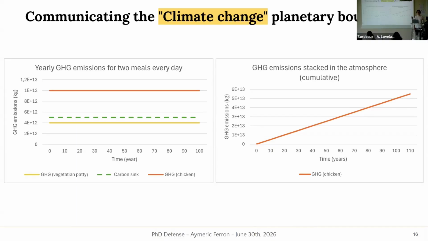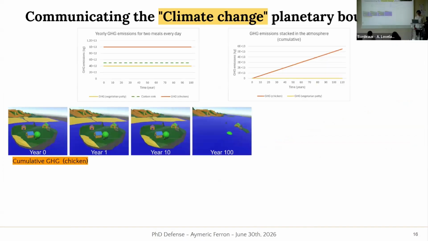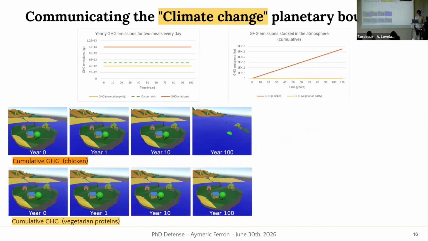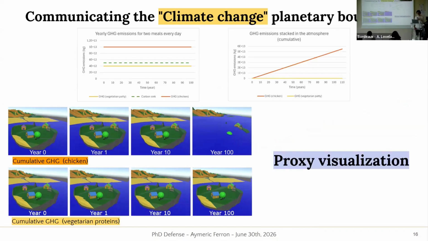However, let's say that humankind is all vegetarian. Here we are only emitting 4 E12 kilograms of CO2 per year. We are below the limits. It means that Earth is able to absorb all the greenhouse gas emissions, and then nothing is stuck in the atmosphere, and we remain at 0. So in order to picture this idea, we created a mini world which changes when humankind is exceeding planetary boundaries, like here, where the sea level rises across the years, and which remains still when we are respecting the planetary boundaries, like here. So we call this type of concrete visualization a proxy visualization.